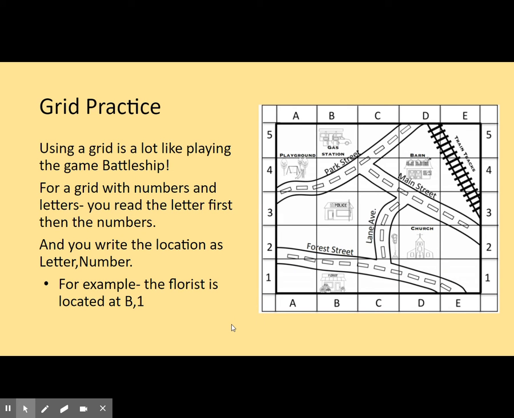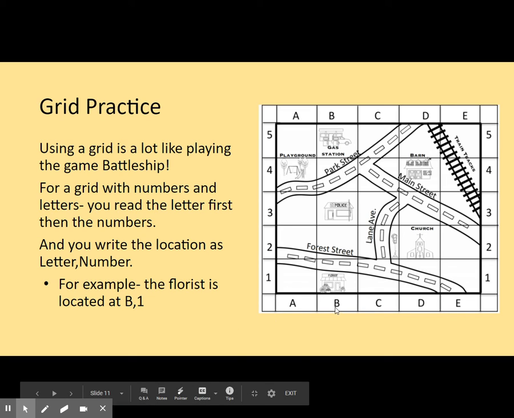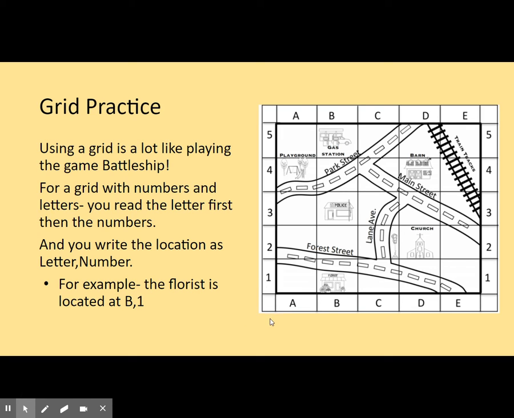So when you use a grid, it's a lot like playing a game of Battleship. If you've ever played Battleship, then you should be familiar with using a grid. For a grid with numbers and letters, you're always going to read the letter first and then the number. For this one, the letter is going across the bottom and the numbers go up the side. So if you're looking for the florist, you're going to say, oh, the florist is in B1.